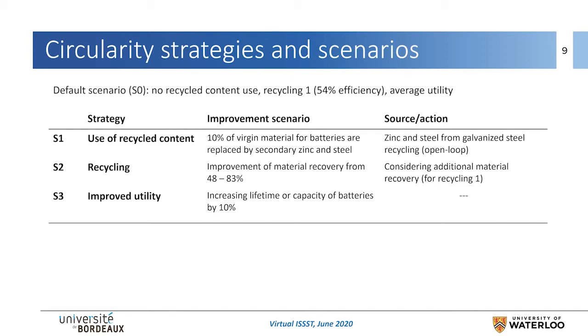And then we identify a couple of improvement strategies. The first one is use of recycled content. We assume that 10% of the virgin material has been substituted by secondary zinc and steel, coming particularly from galvanized steel recycling through open loop. The second strategy is recycling. We assume improved material recovery from 48% to 83%, and this considers a particular recycling route, route 1, which I'll explain a little bit later.